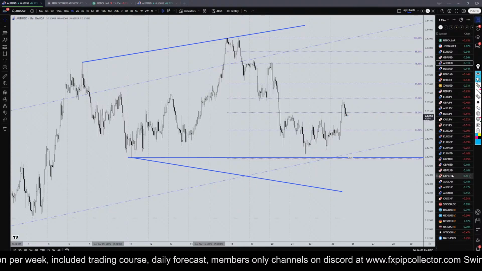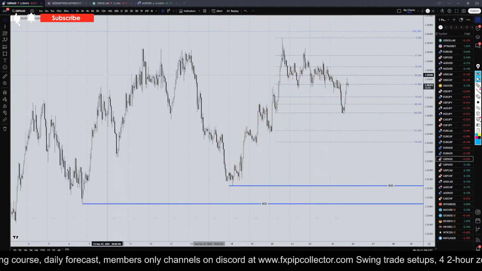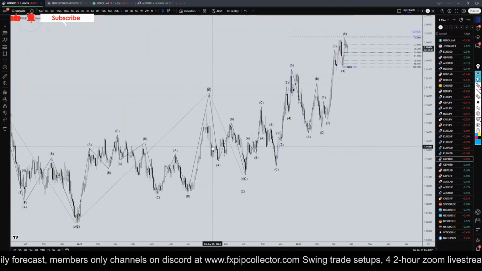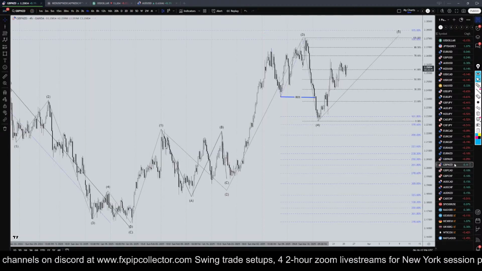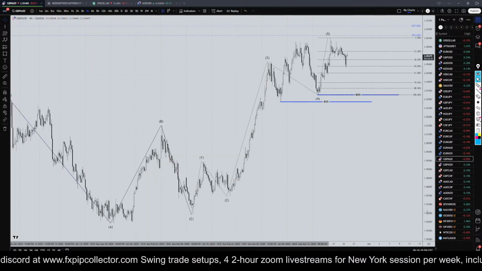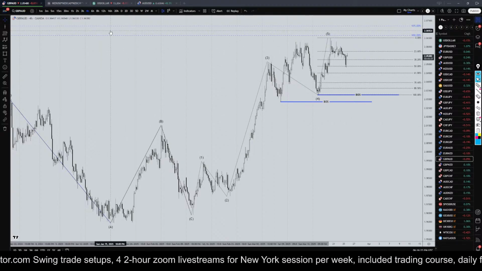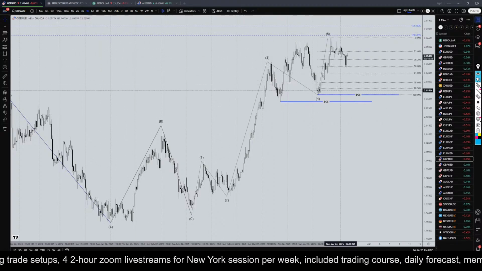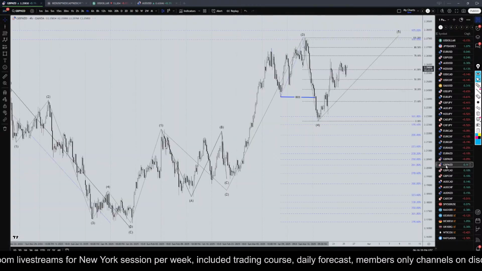Let's see. Pound Aussie. There we go. Pound Aussie. It does look like it's time to end the correction, doesn't it? I don't know. I think it's made a complete five waves. Just a question of where the five waves is.